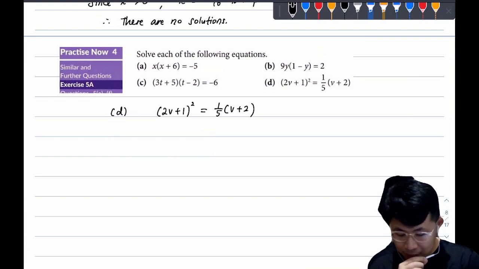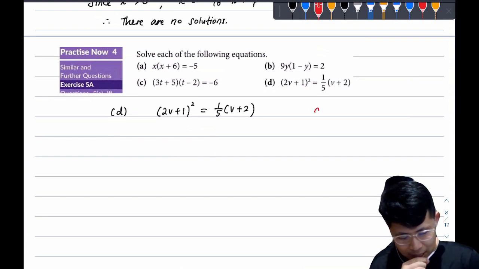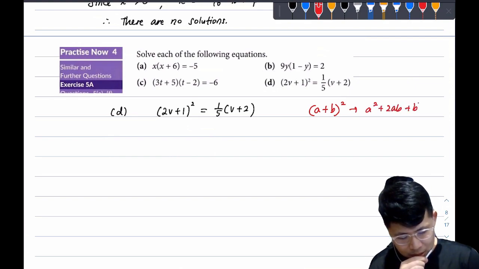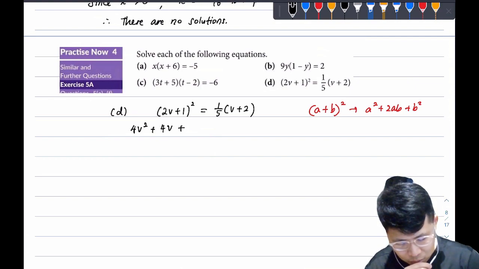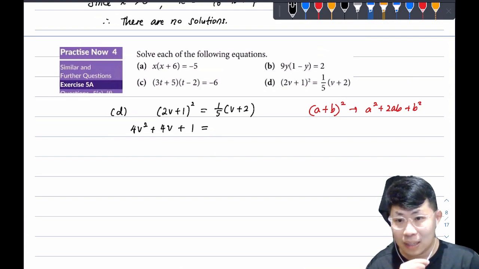So over here I'm going to make use of the identity where (a + b) squared gives me a squared plus 2ab plus b squared. So a squared is (2v) squared, so 4v squared. 2ab is going to be 2 times 2v times 1, so 4v. And then b squared is just 1 squared, so it's just 1, right?